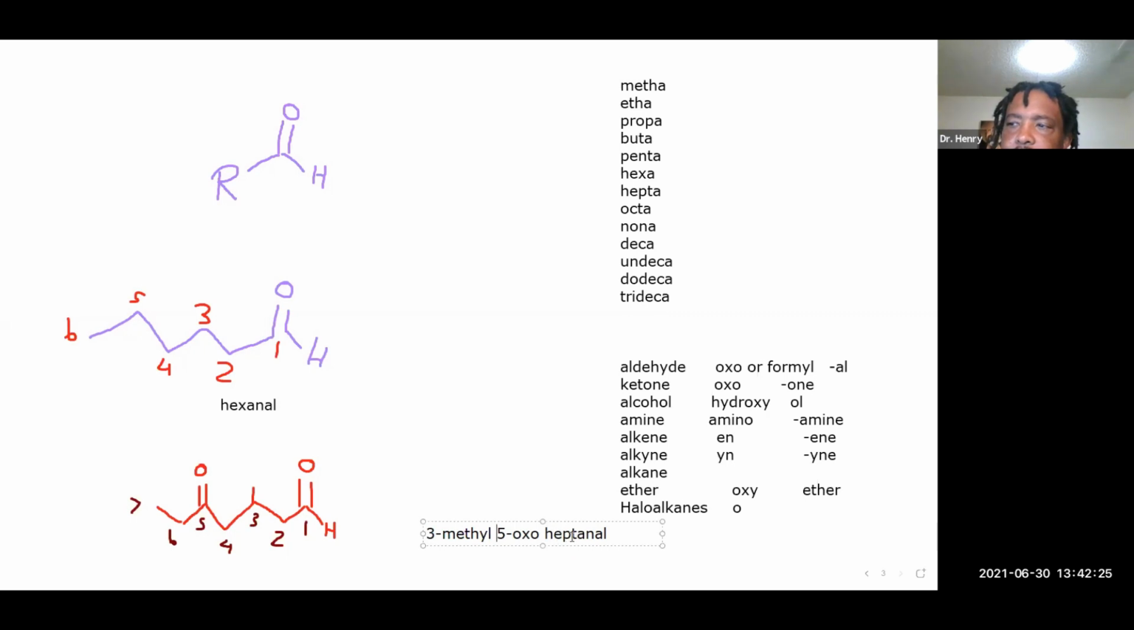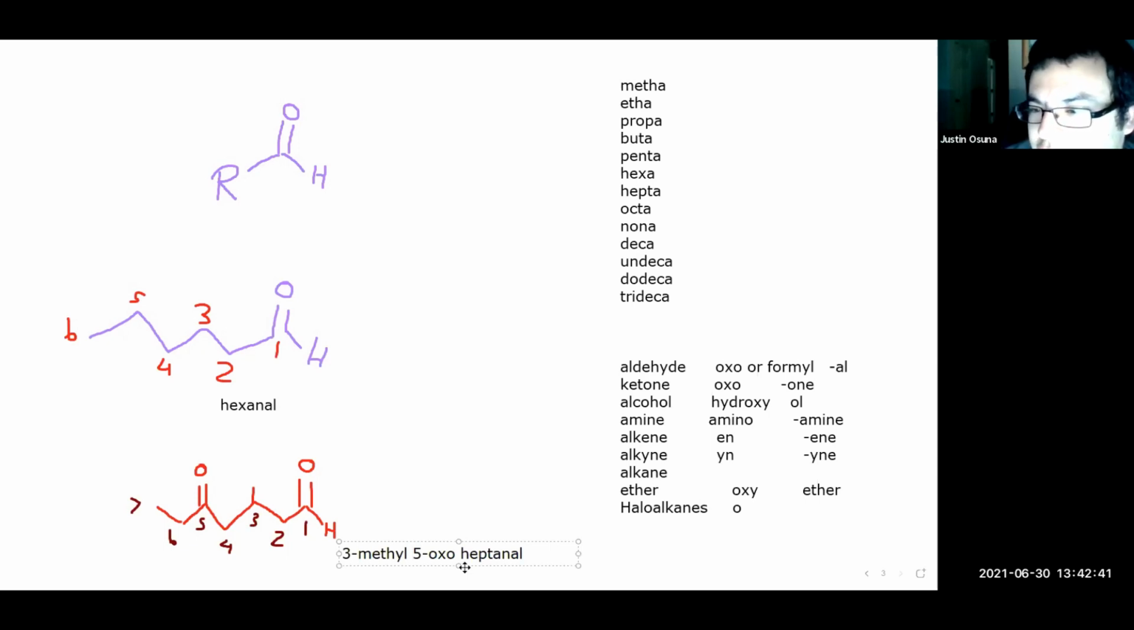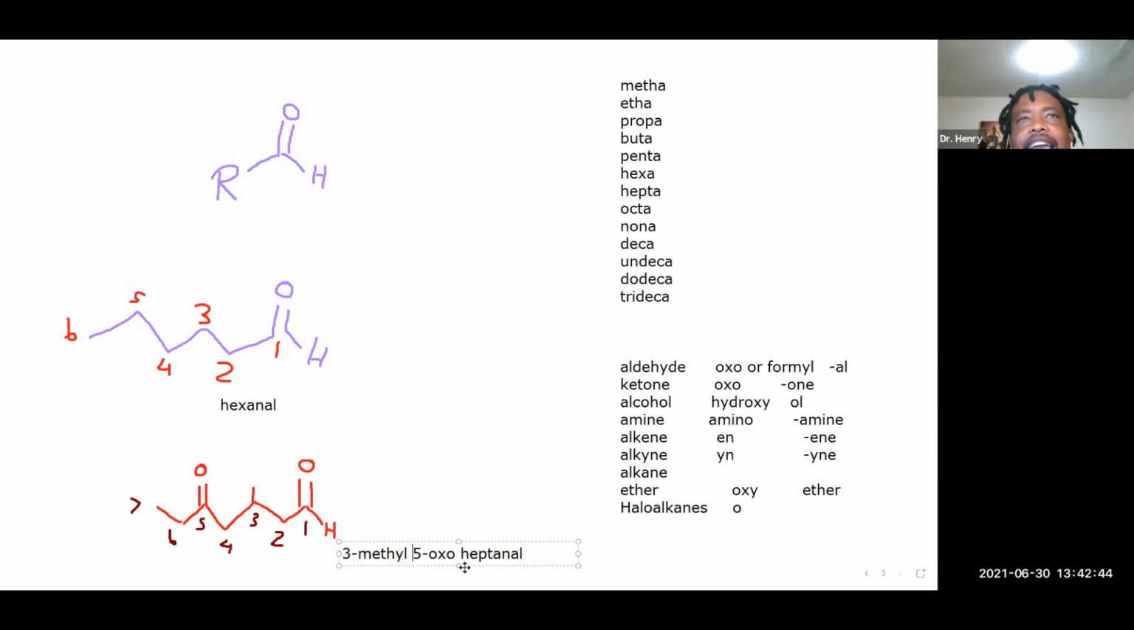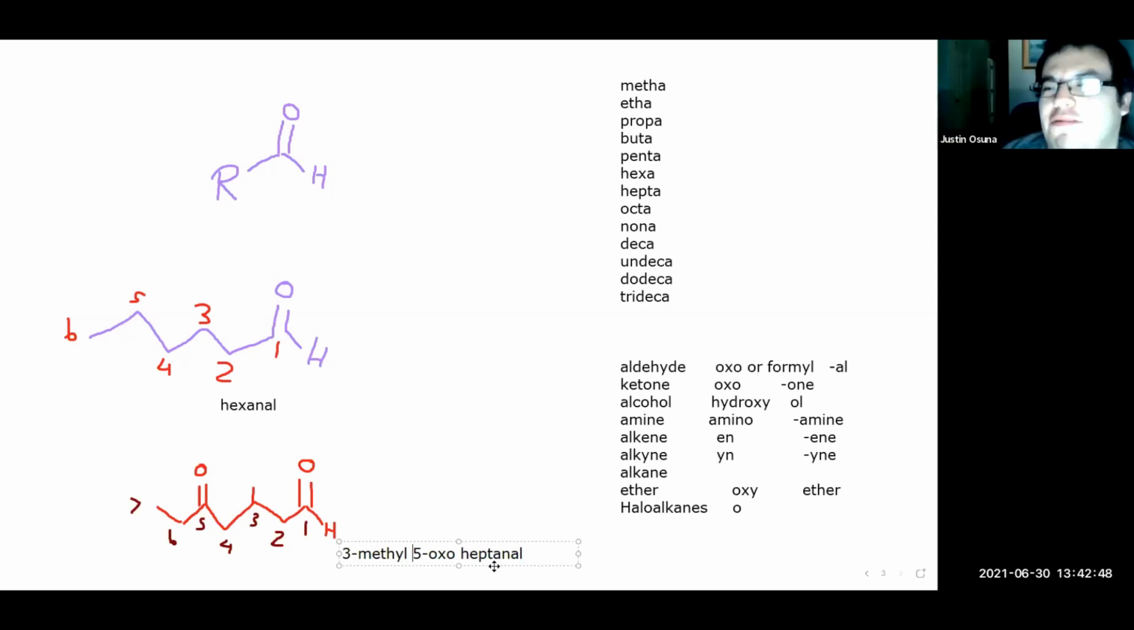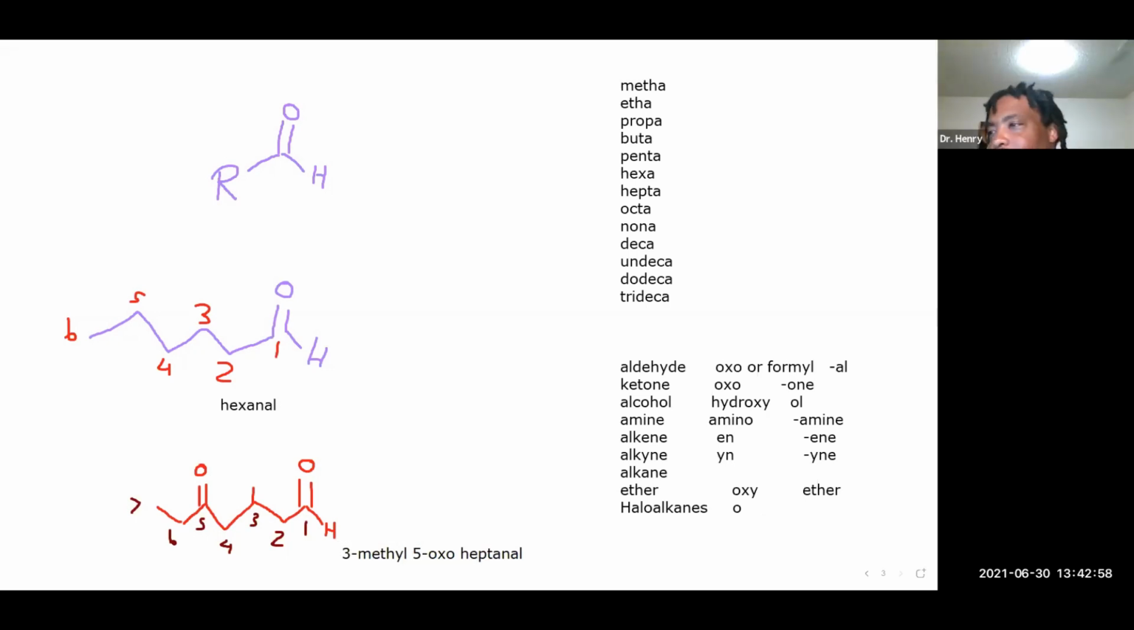5-oxo, heptanal. I can't even say it. Heptanal. Pretty simple. Isn't it called heptanol? No, it's not called heptanol. Not OL, it's AL. So it's heptanal. You just wanted to make me say that word, didn't you? That's all it was. Okay, so let's move forward.